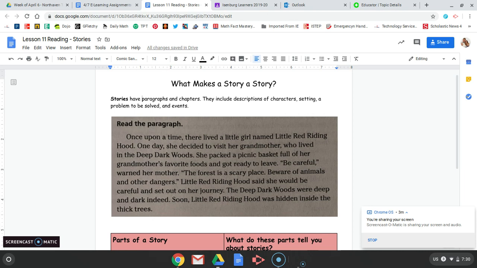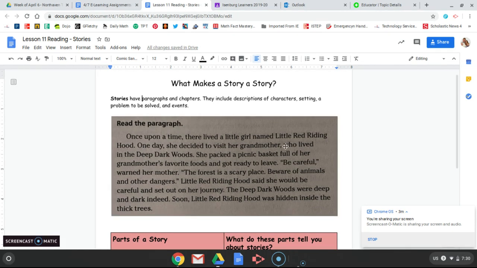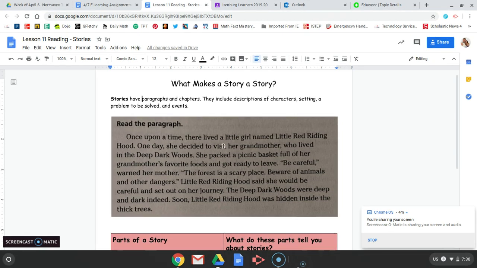So yesterday with drama, we didn't have paragraphs. The lines were separated, or the text was separated into lines based on who was supposed to be talking. Well, in a regular story, we don't just separate it by who's talking. We kind of group sentences together based on what's happening in the story. Okay, so that's what paragraphs are. This little story is just one paragraph so far. It's actually just the beginning of Red Riding Hood.